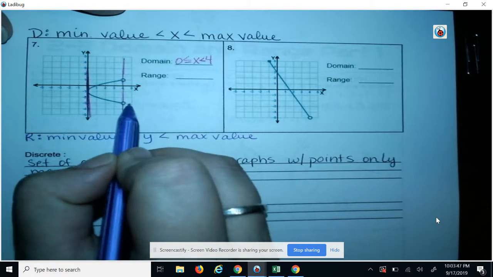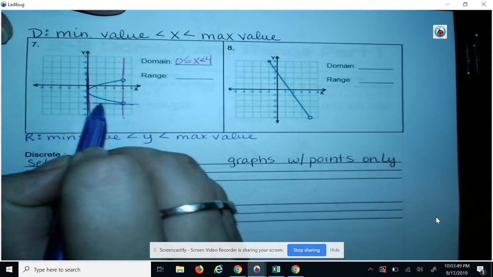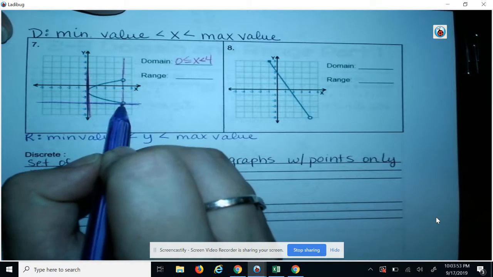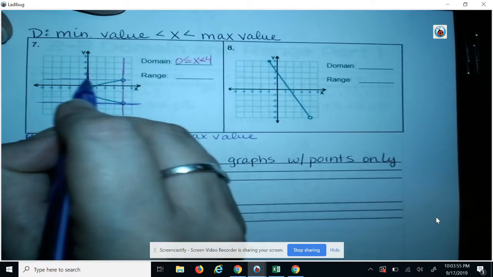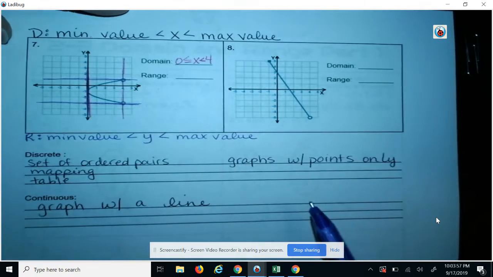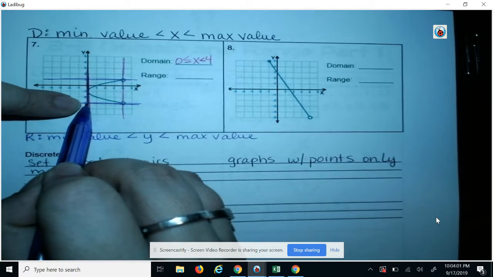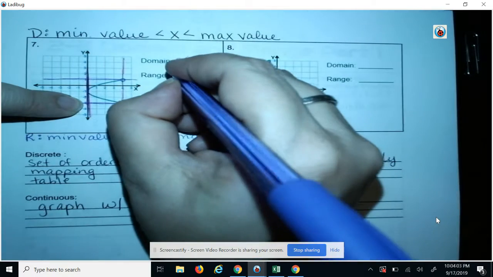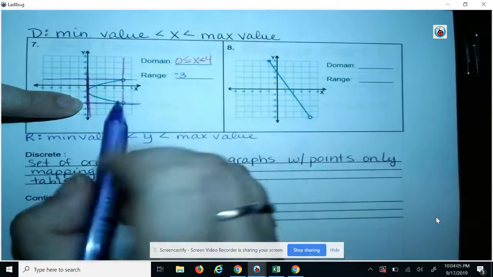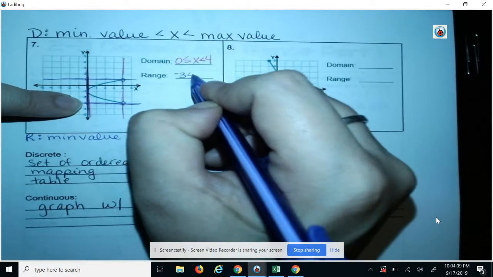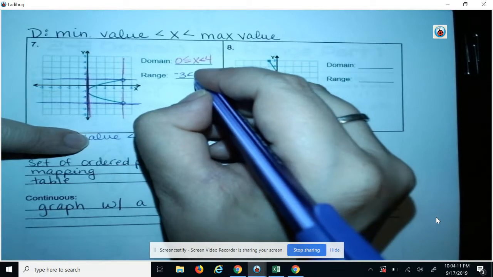Okay, so my graph, I'm just going to box it in again. This is where the graph went low. This is where the graph went high. Okay, so my minimum value, looking on the y-axis, this is -3. And it hits the graph at that open circle, so it's a less than. Range means y.